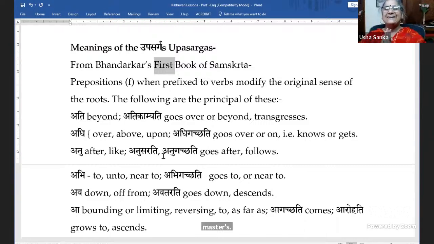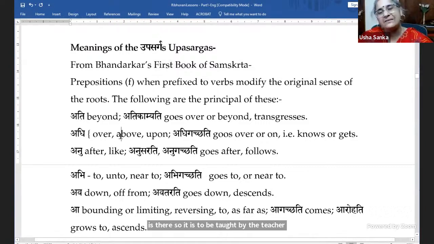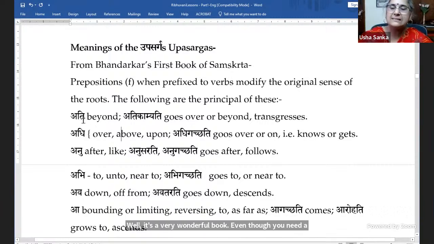Then I got the idea. Oh, this is there. So it is to be taught by the teacher. Okay, we are lost otherwise. Don't worry. Well, it's a very wonderful book. Even though you need a teacher, it's a wonderful book. So he gives, after the first 3 lessons, like our pattern.